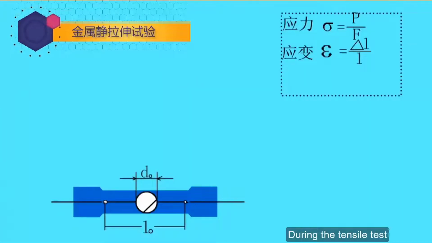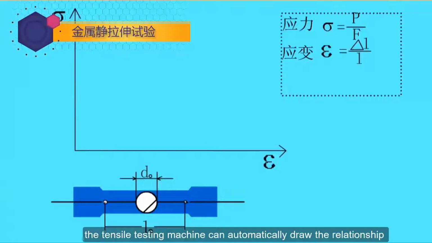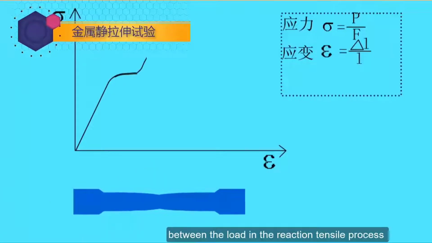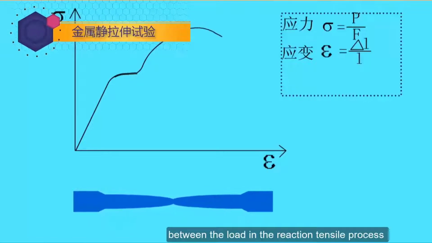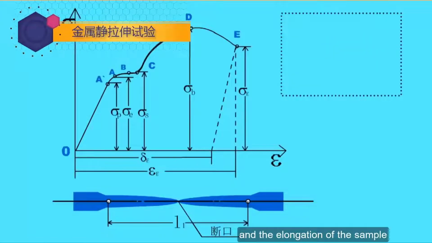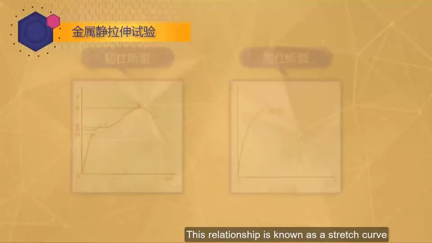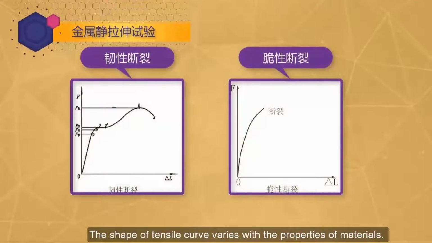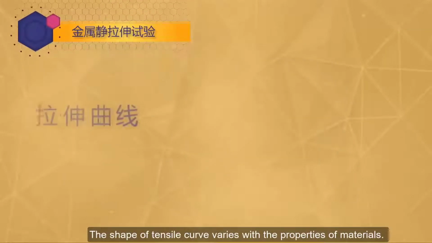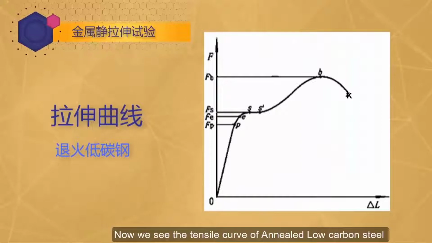During the tensile test, the tensile testing machine can automatically draw the relationship between the load in the tensile process and the elongation of the sample. This relationship is known as a tensile curve. The shape of the tensile curve varies with the properties of materials. Now we see the tensile curve of annealed low-carbon steel.